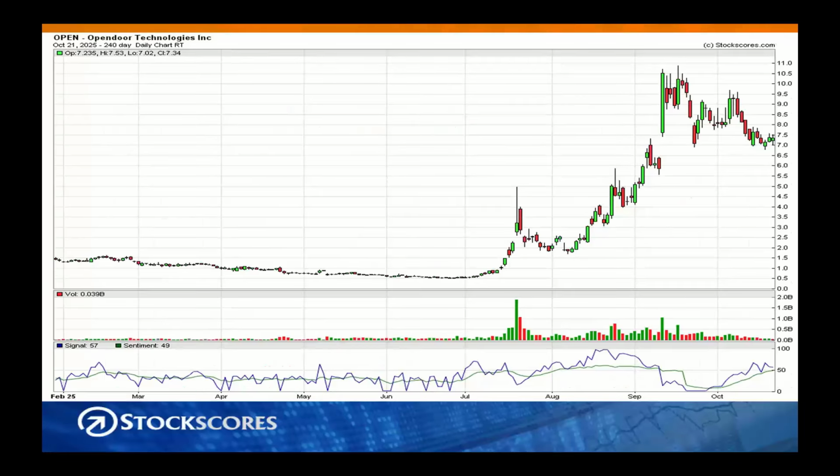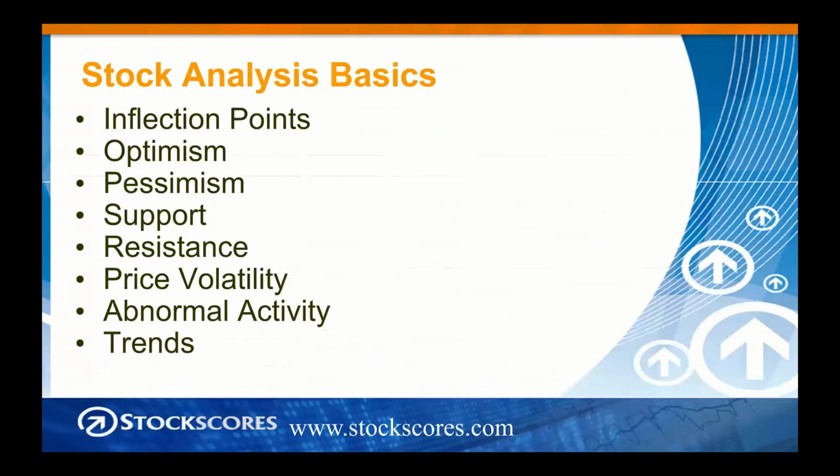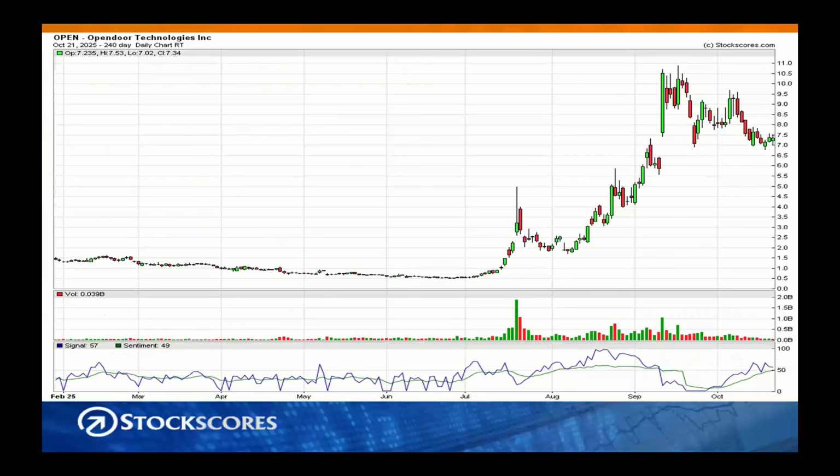All right, so next up on our list, we've done optimism and pessimism. We're going to go through support and resistance. So support and resistance are horizontal lines, ceilings and floors that define the market's maximum price that it's willing to pay for the company's fundamentals.